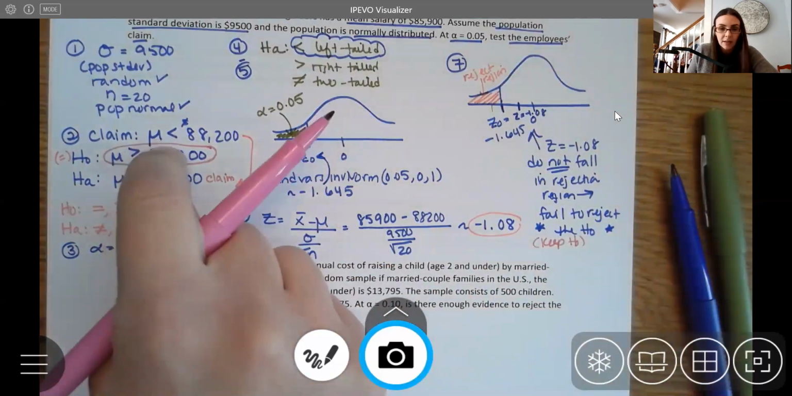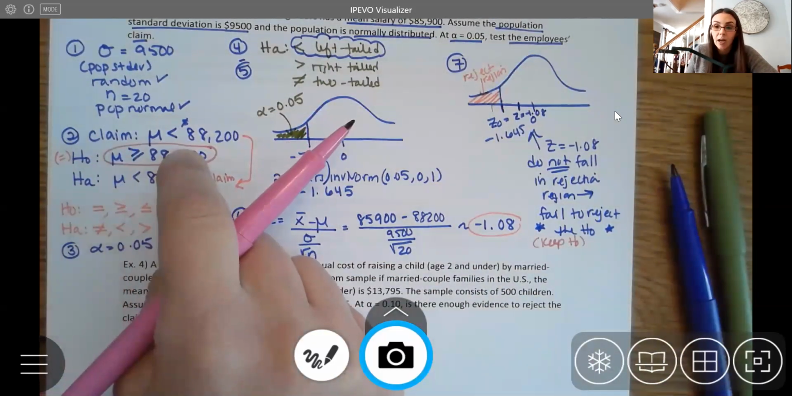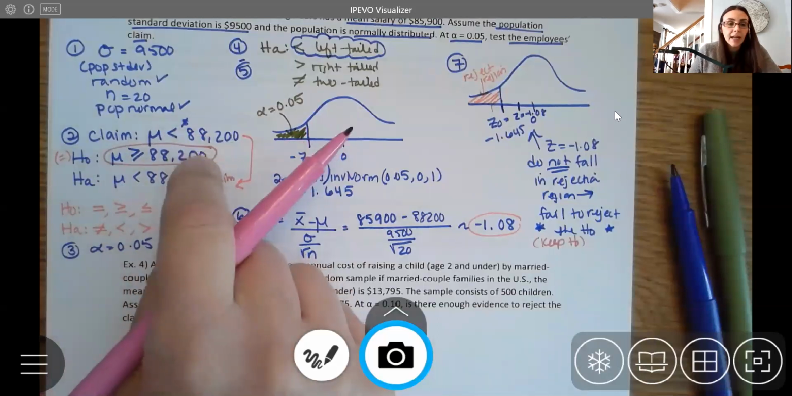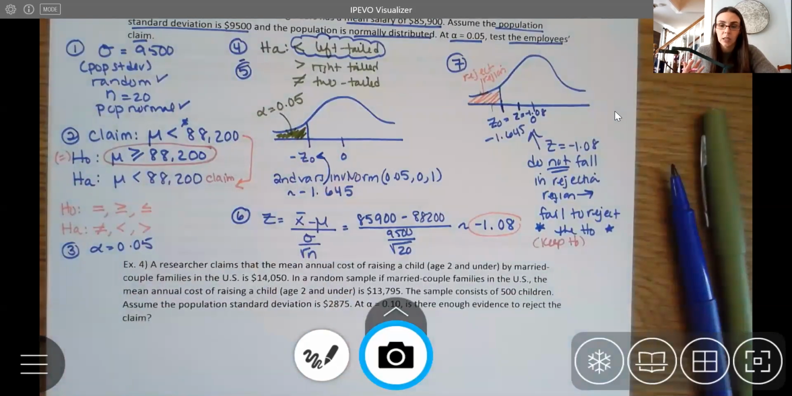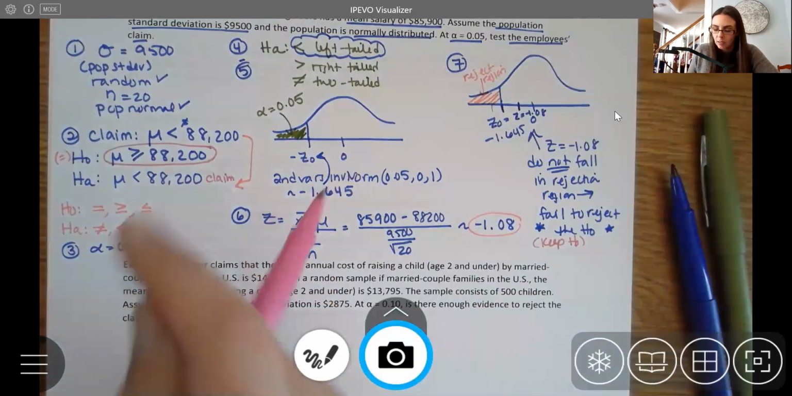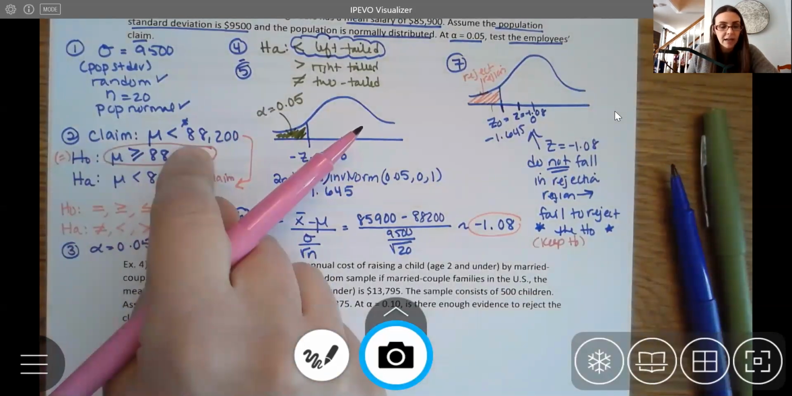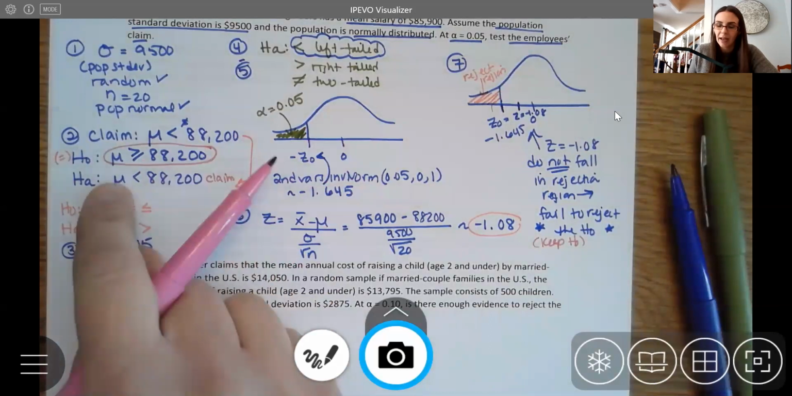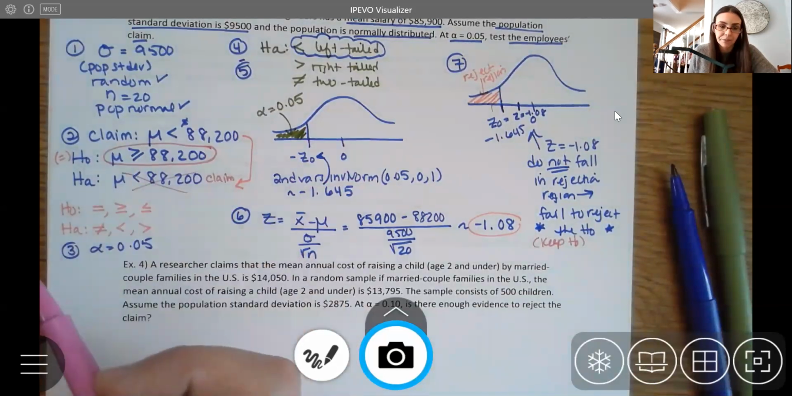So if we're accepting the null, I shouldn't say the word accept because we're not proving it. But for now, we're not saying that there's anything wrong with it. So we have to keep it. So if we're keeping the null hypothesis for now, then basically I do not have evidence for the claim.